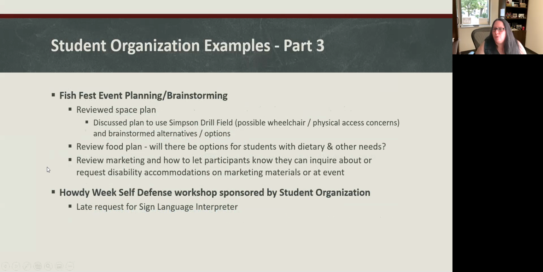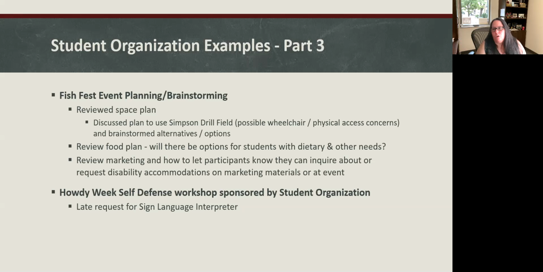And then a couple more examples. Right before the pandemic, I met with one of the leaders for Fish Fest, and they were trying to think through how they would handle Fish Fest last year. They were planning on doing stuff on Simpson Drill Field with a stage and stuff like that. And I just kind of questioned them.